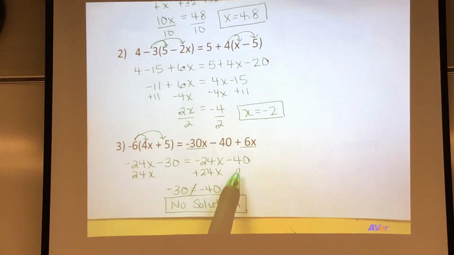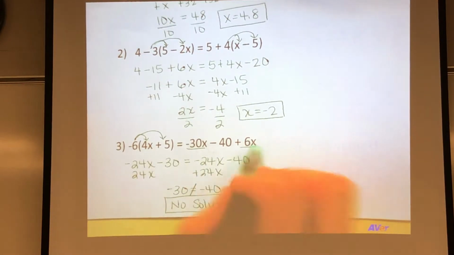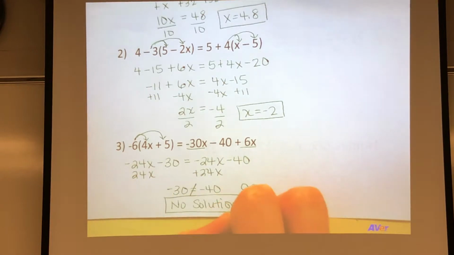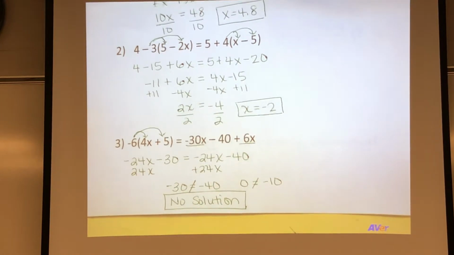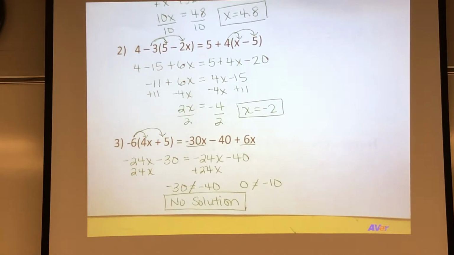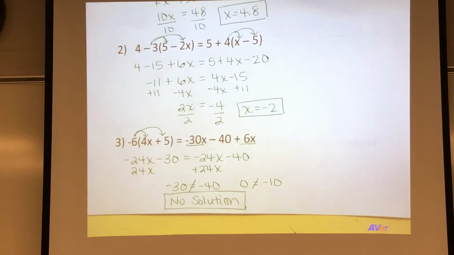Now, if you added that negative 30 over, you would have a 0 on the left side, and you would have a negative 10 on the right. That still doesn't equal each other. So you would still get no solution if you had done that. And there are other varieties as well. No matter how you solve it, you're going to end up with no solution.